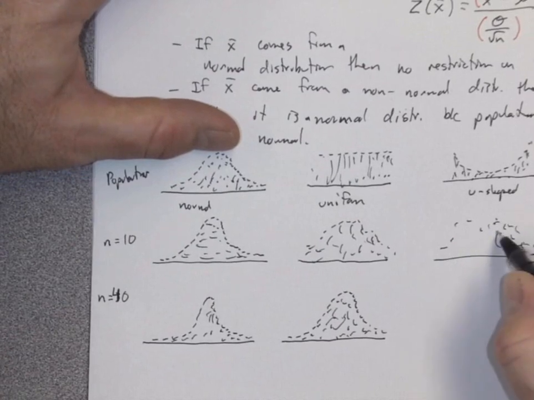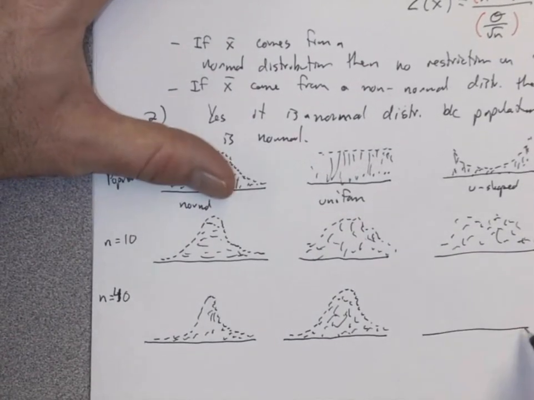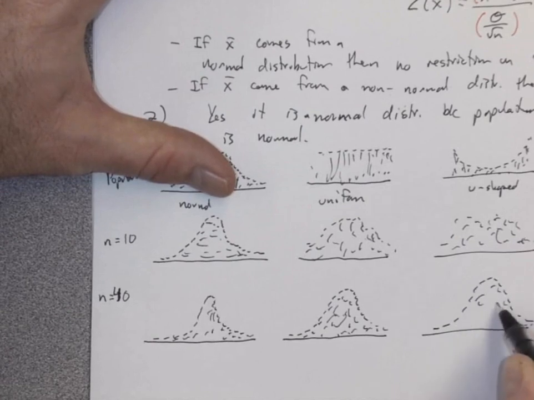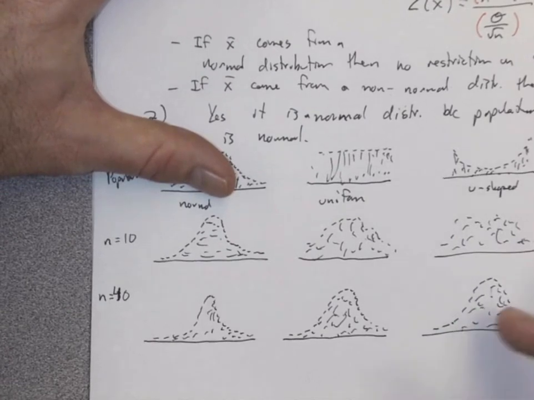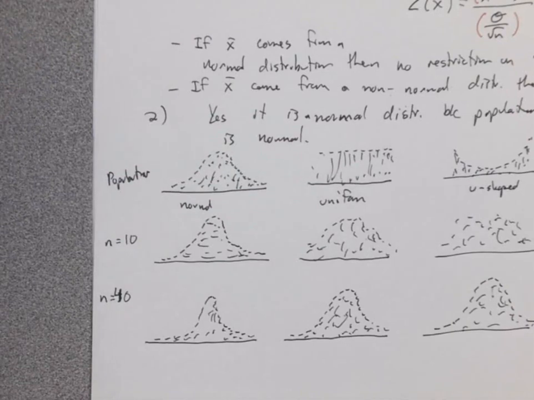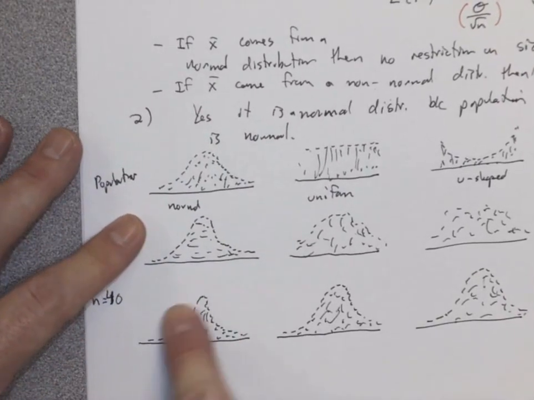I don't really know what it's going to look like, but I know as n gets closer to 30, bigger than 30, you're going to get a bell-shaped curve. So these things will eventually kind of normalize. So with these you can use the z-scores, right?